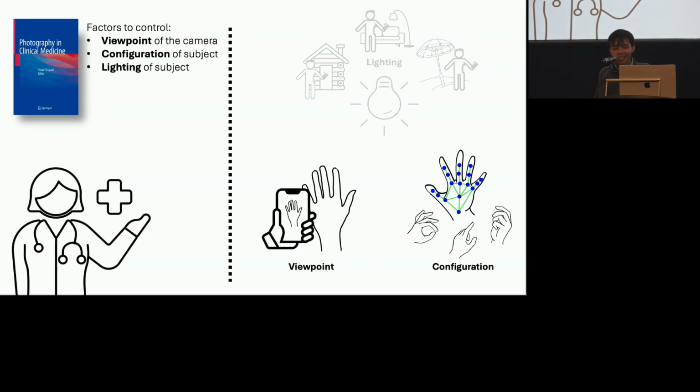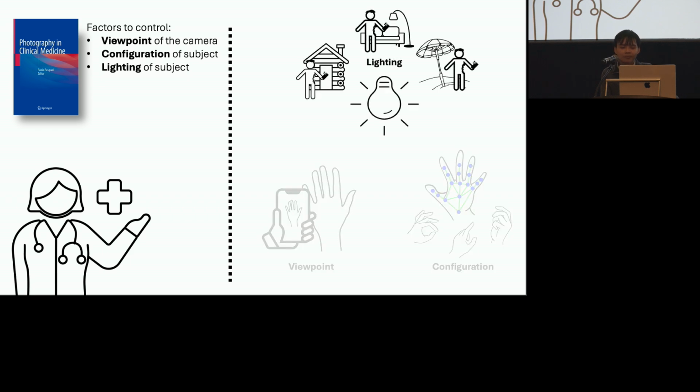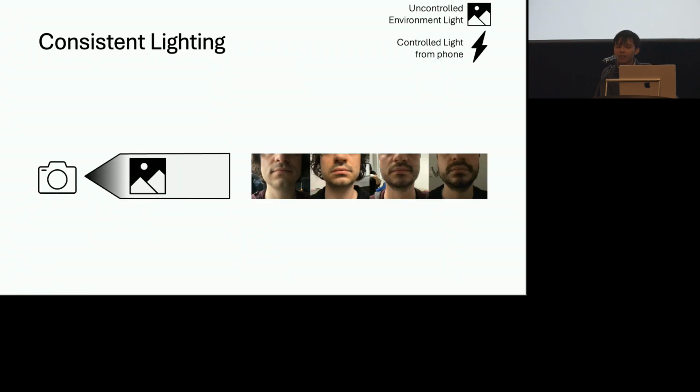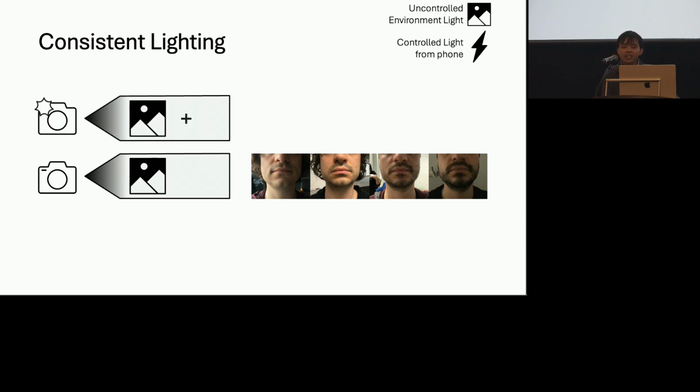Okay, if you recall earlier, what we have shown so far addresses our first 2 capture criteria, but we haven't addressed lighting. When we take a photo, we capture the scene lit by light from the environment that we cannot control. And this light is rarely consistent across time and different environments. In fact, the only light that we can control is the light that comes from the phone itself.